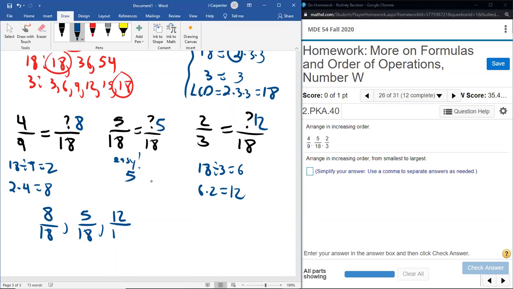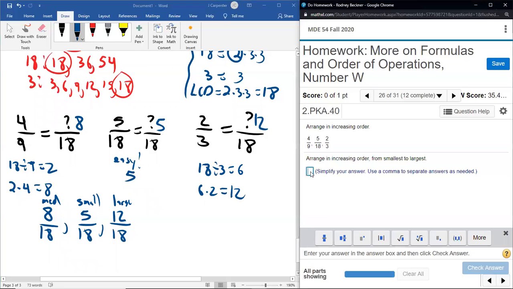Yes, two of these reduce, but if you reduce them, you're walking in a circle. We were supposed to build these up so we could have added or subtracted them if they asked us to do, which they didn't. We just wanted to order them in increasing order, so smallest to largest. The bottoms are all the same, so all we got to do is compare the tops. So this is the smallest, 5. 8 would be the middle, the medium, and 12 would be the largest. But we're not supposed to write them that way.